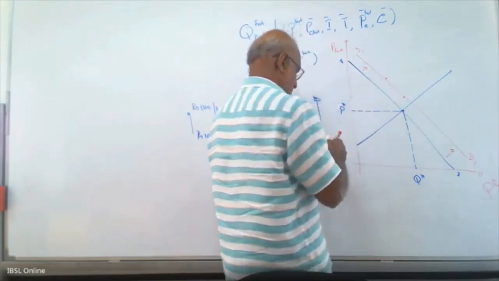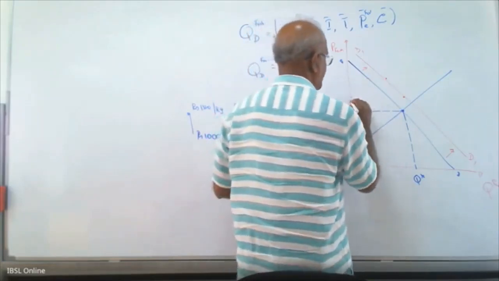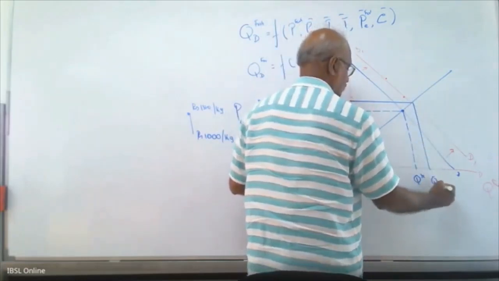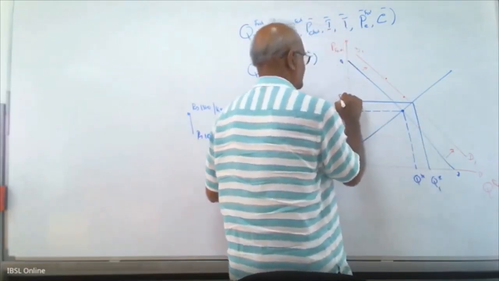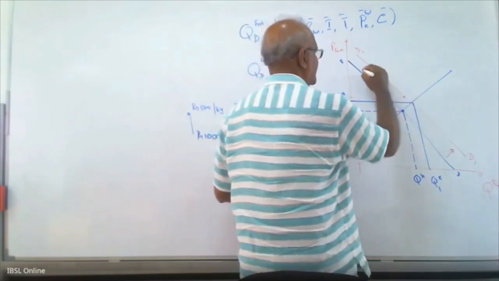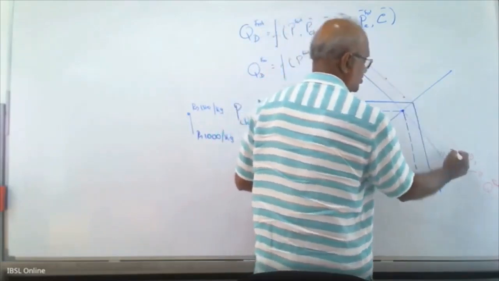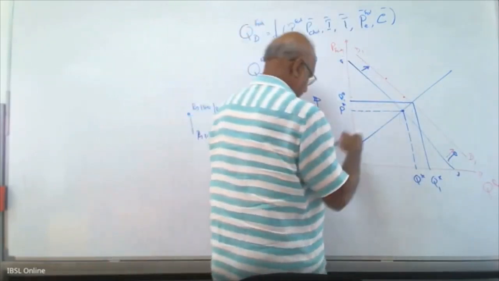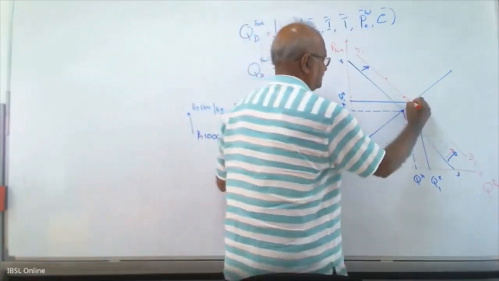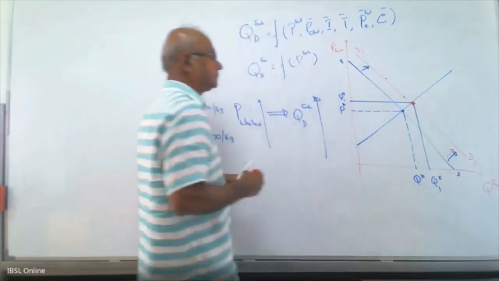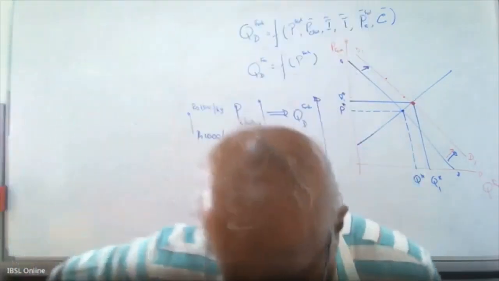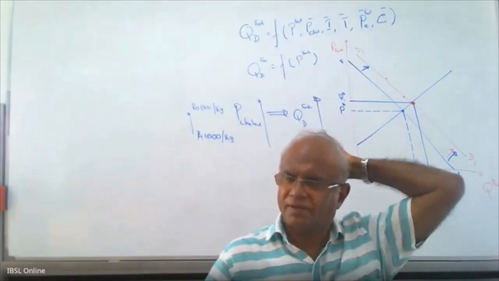Now what will happen? The new equilibrium is Q1 star, P1 star. The equilibrium price of fish is higher. The equilibrium price of fish increases. Understand?